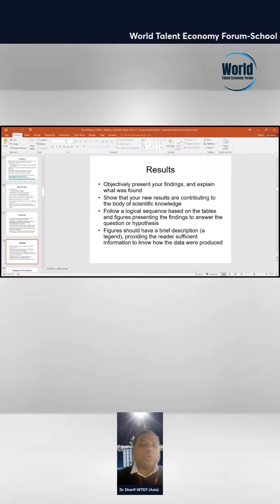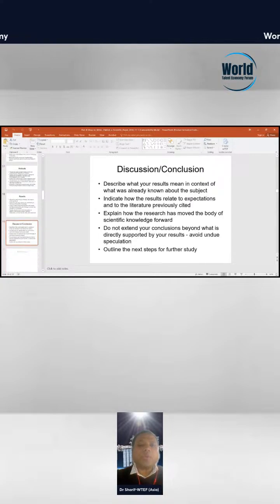Also, we have to follow a logical sequence, based on the tables and figures, to present the findings that answer the questions or hypothesis. Each figure should have a brief description, providing the readers sufficient information to know how the data were produced.